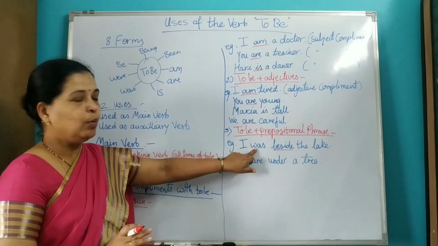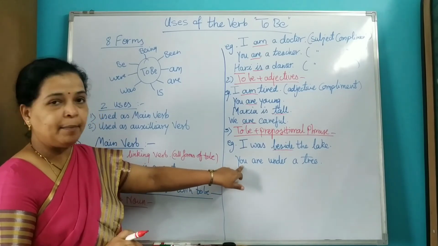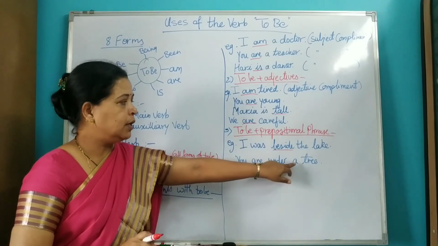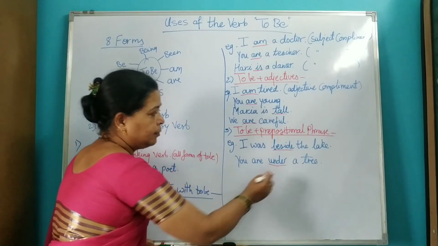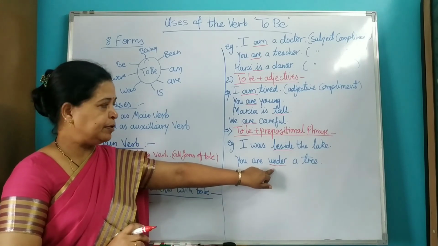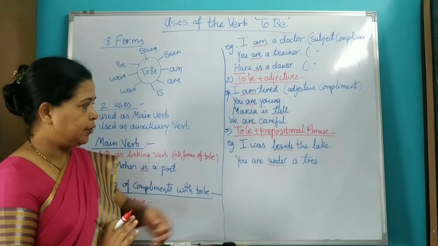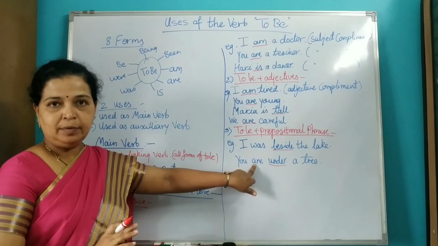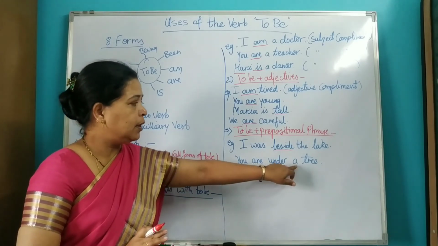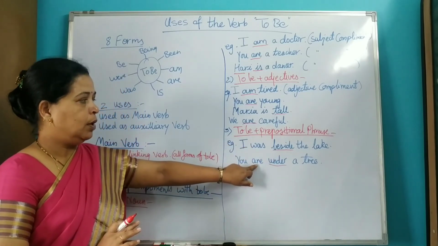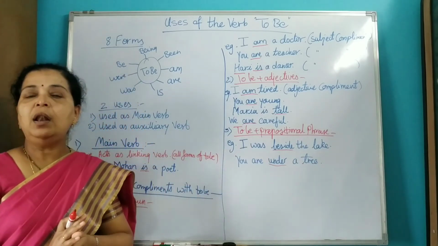So the verb to be is used with the prepositional phrase. Next example. You are under a tree. Here, which is the preposition? Under. Under is your preposition and under a tree is your prepositional phrase. Are is the verb, the present form of to be. So you are under a tree. So to be is used as main verb along with the prepositional phrase.